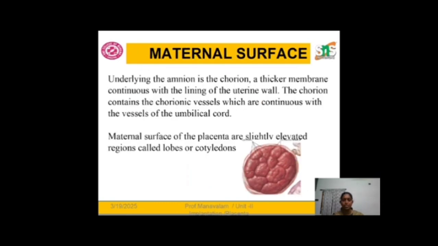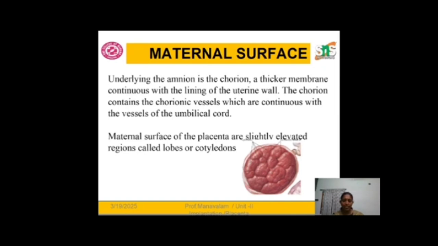Next, the maternal surface. The maternal surface is dark maroon or brown in color because of the maternal vessels which pour blood into it. It has cotyledons in it. The number of cotyledons is 15 to 20. These cotyledons are divided by lobules, and between the lobules the septa are present.